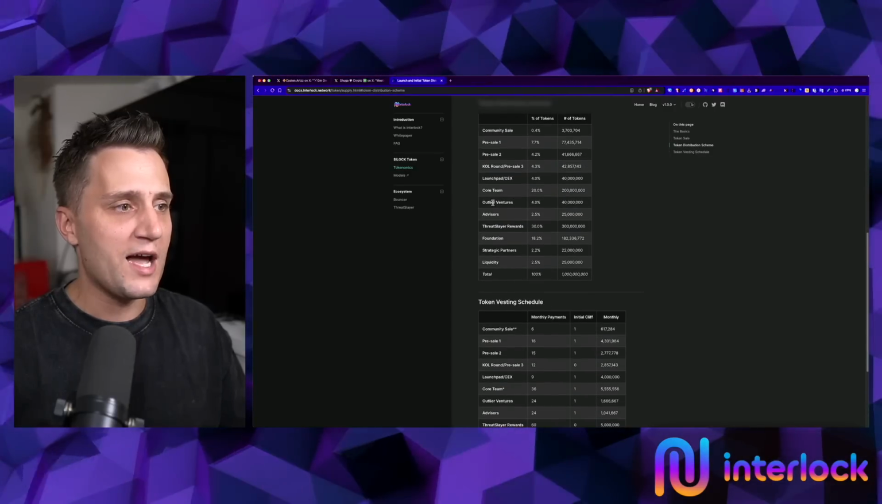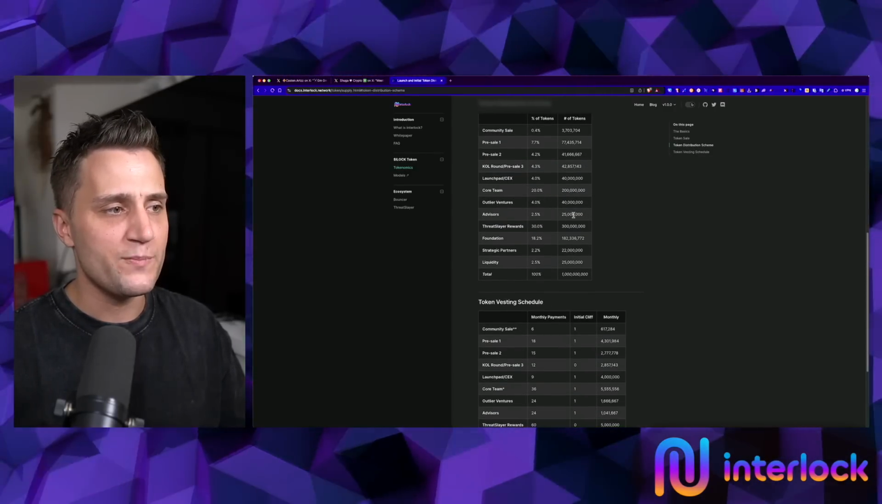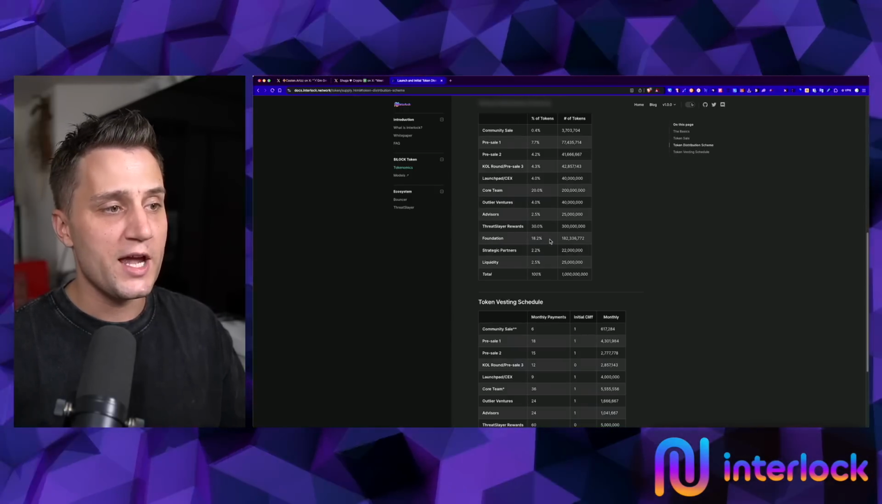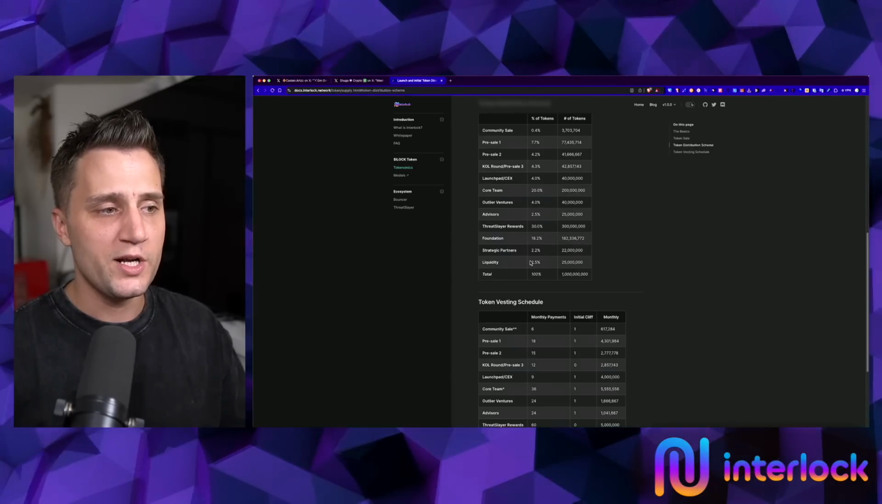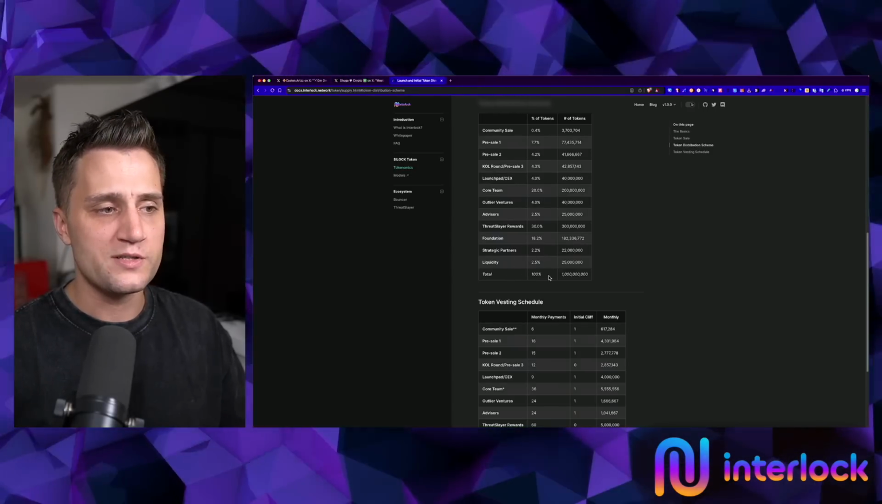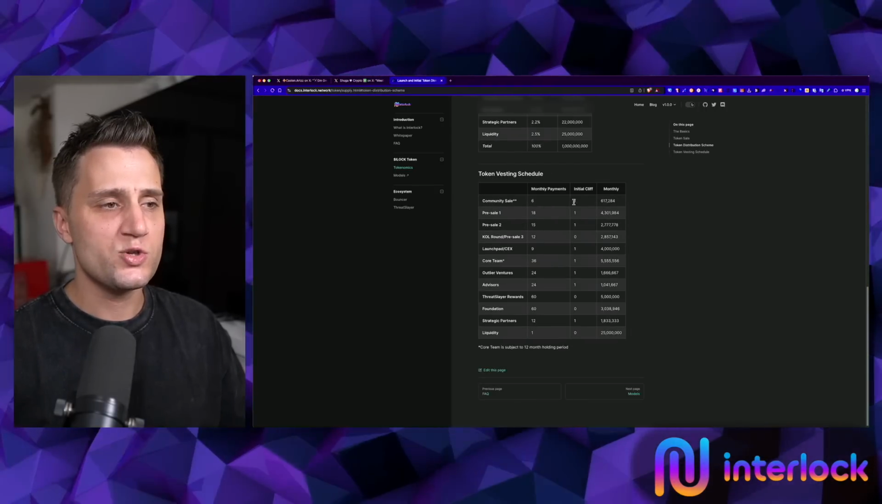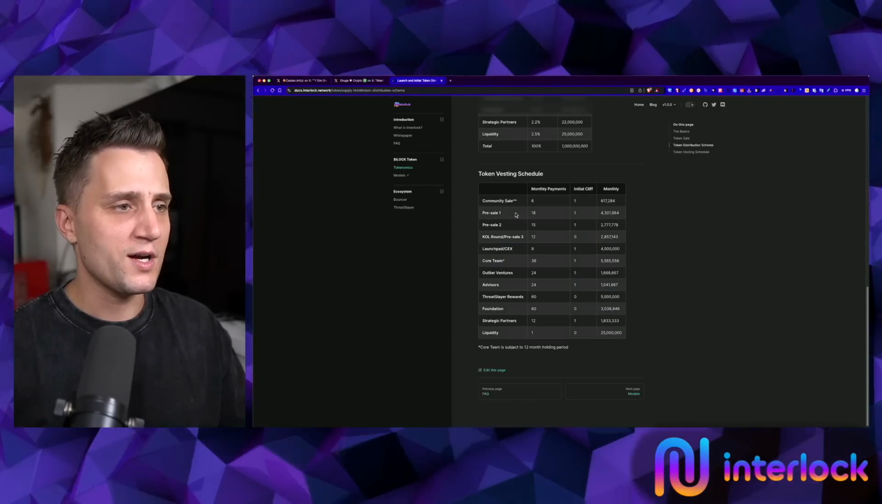Now, after that, we have the Outlier Ventures, 4% or 40 million. Advisors, 2.5%. Not going to read all that. ThreatSlayer Rewards, 30%. Foundation, 18.2%. Strategic Partners, 2.2%. Liquidity, 2.5%. And the total is 100%. Token vesting schedules, community sale, 6. Initial cliff, 1. Monthly, 600,000. Pre-sale 1. Okay, I'm not going to talk about all this.